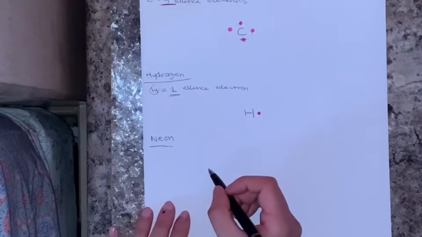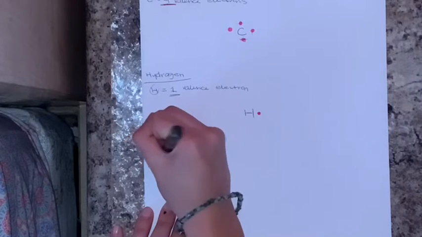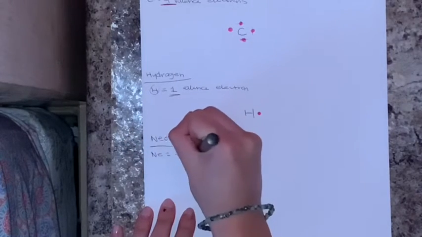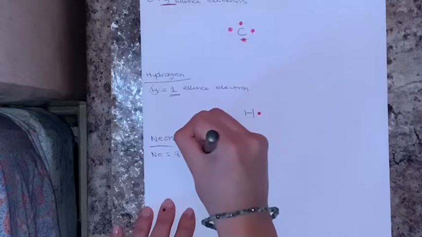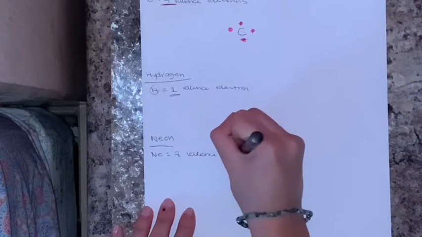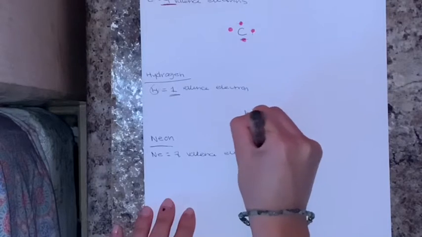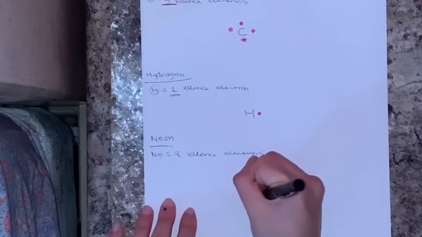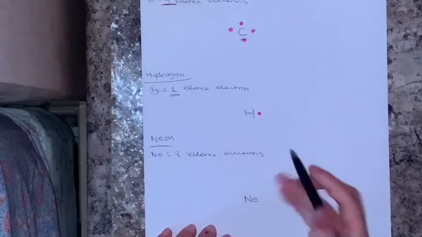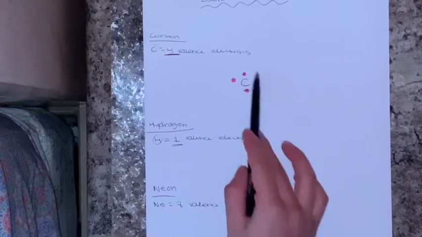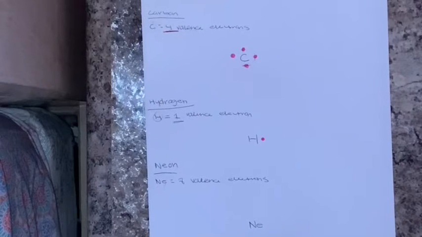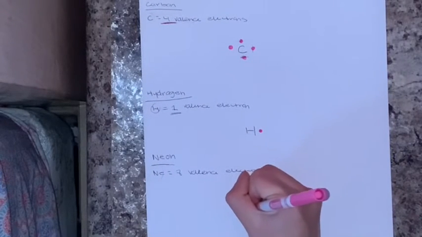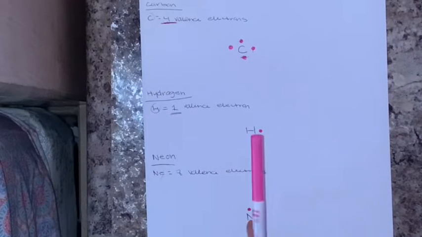And so now we're going to do neon. And neon has 8 valence electrons. And so we're going to put the chemical symbol Ne in the middle. And just how we did for carbon, in a box-shaped form, we're going to do that for neon. We're going to distribute these 8 valence electrons around neon.